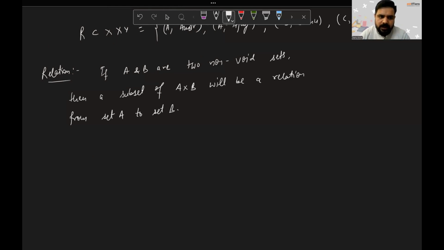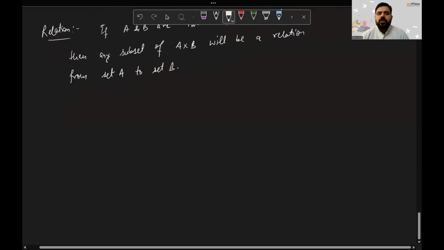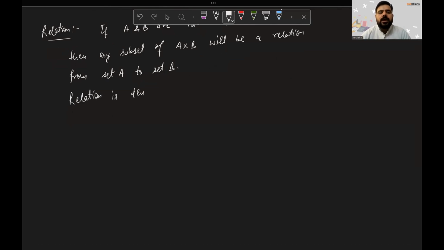Any subset of A cross B will be a relation from set A to set B. Whatever subset you're trying to take, that is going to be a relation. So relation is denoted by capital R, right? And one thing is pretty obvious here, that R is going to be a subset, can be a proper subset, can be an improper subset. Yes, now you have to revise what we studied in the sets also, right? R can be a proper or improper subset of A cross B.